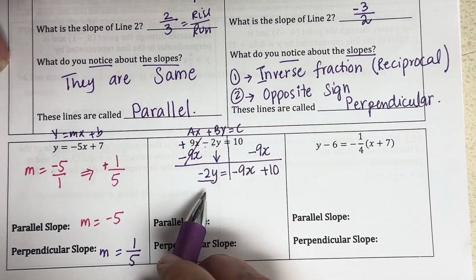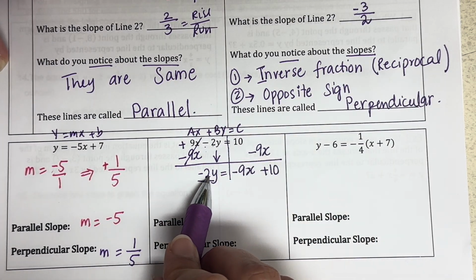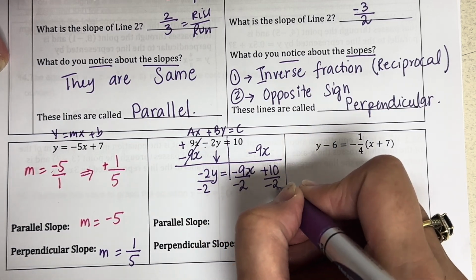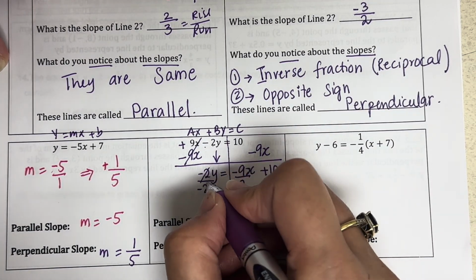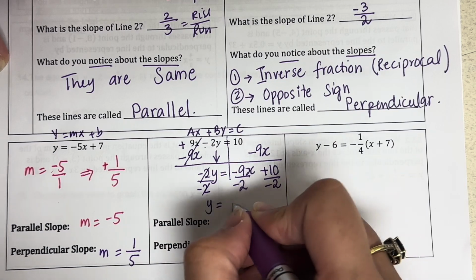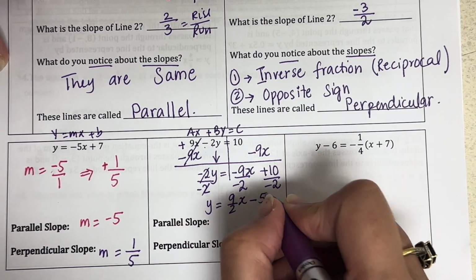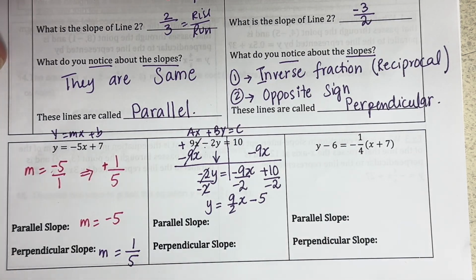Then next step, divide by the number next to y, which is negative 2. I'm going to divide by negative 2 all across. I am left with y equals 9/2 x minus 5. That is my equation.